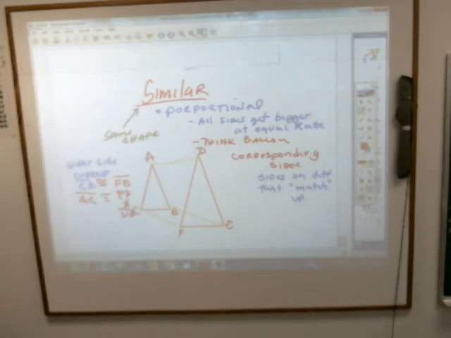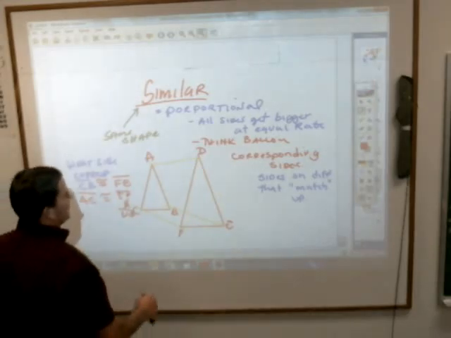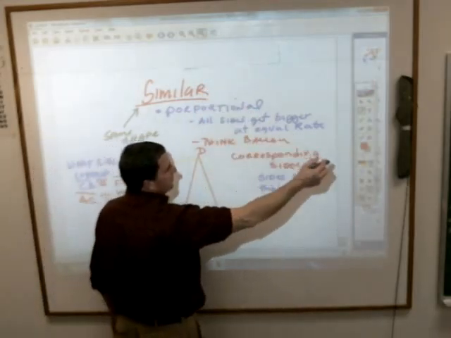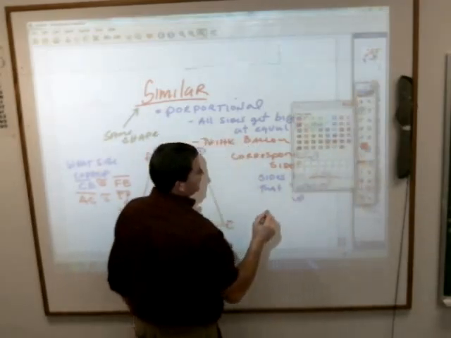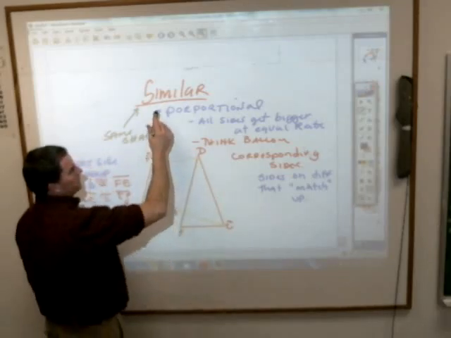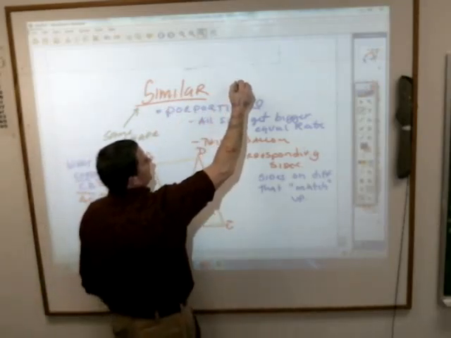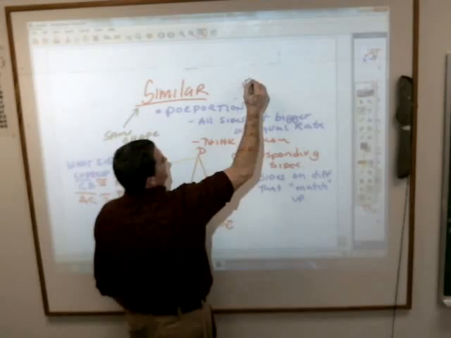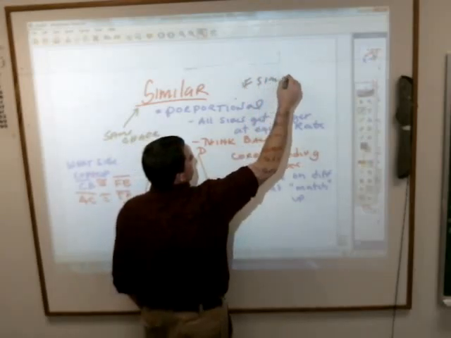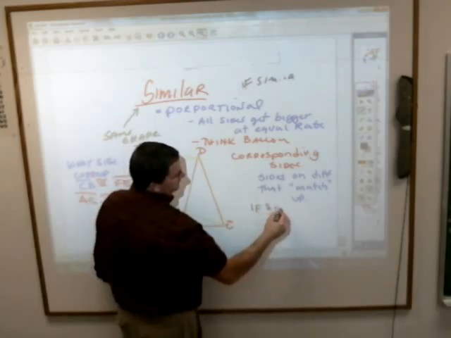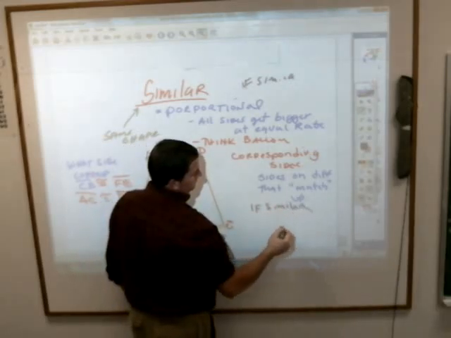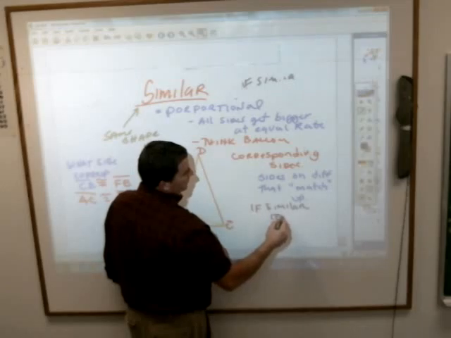Got that? Another thing about similar triangles or similar shapes: if shapes are similar, if they are similar, oh great, I gotta put it somewhere else. If similar, they have equal angles.